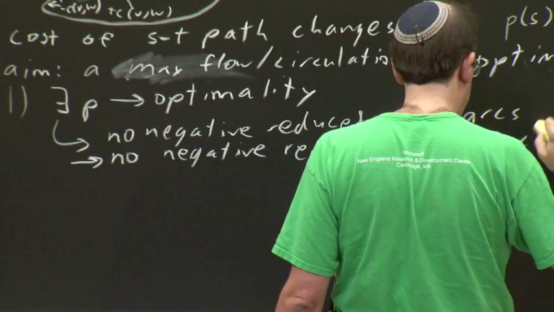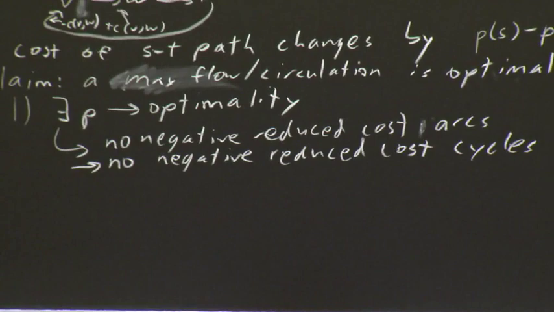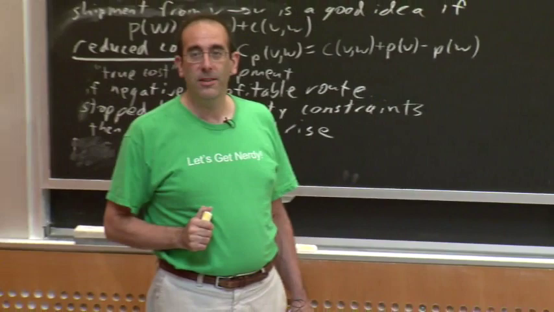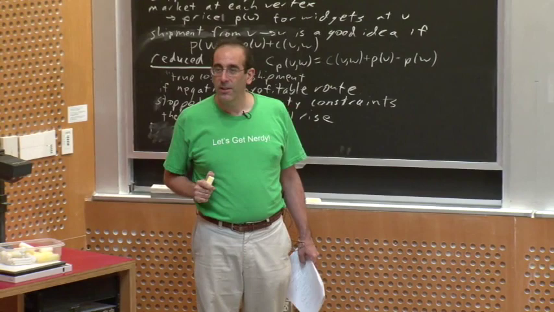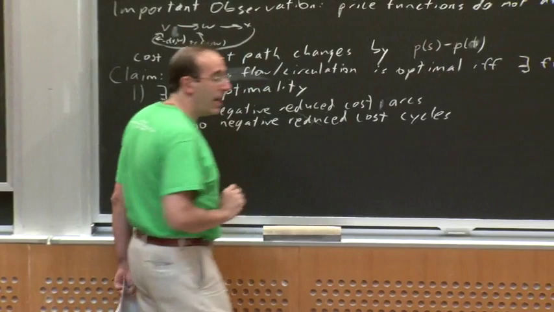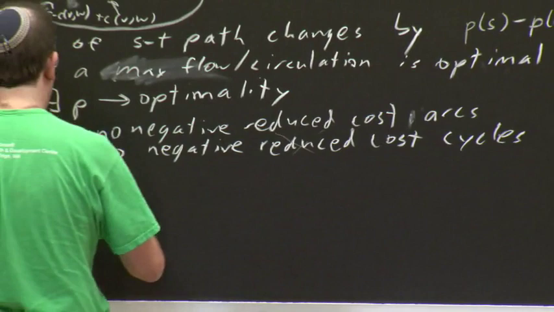That's great. But if there are no negative reduced cost cycles, what can I conclude from that? Yes? There are no negative cost cycles. Right, because reduced cost is the same as original cost in a cycle. So we can conclude that there are no negative cost cycles.